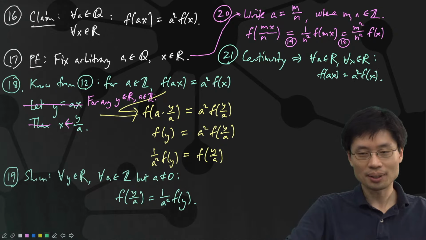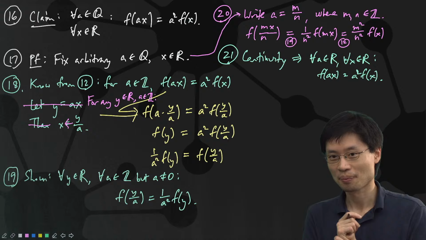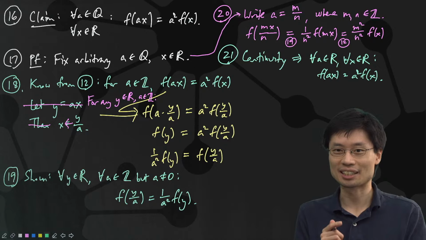Now, what can we do to finish off this problem? We know that x squared works. But it turns out that x squared is not the only thing that works. There are some more functions that are kind of like x squared that work, but this is getting really close to them.